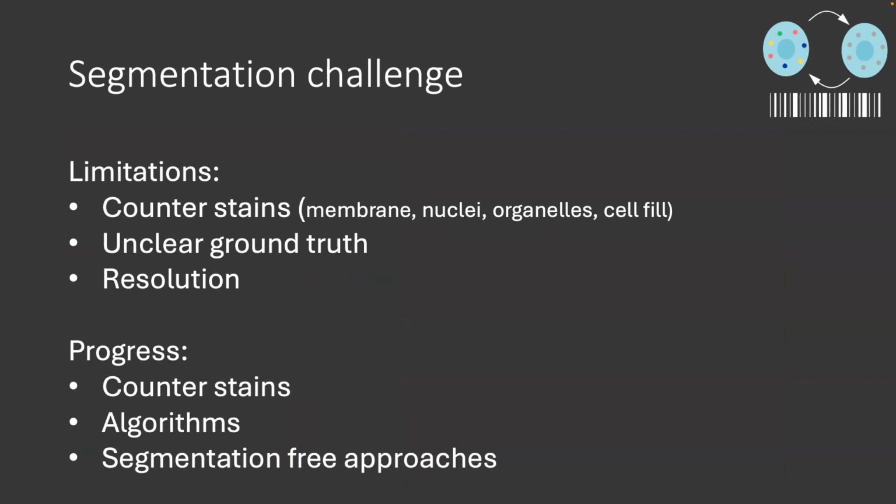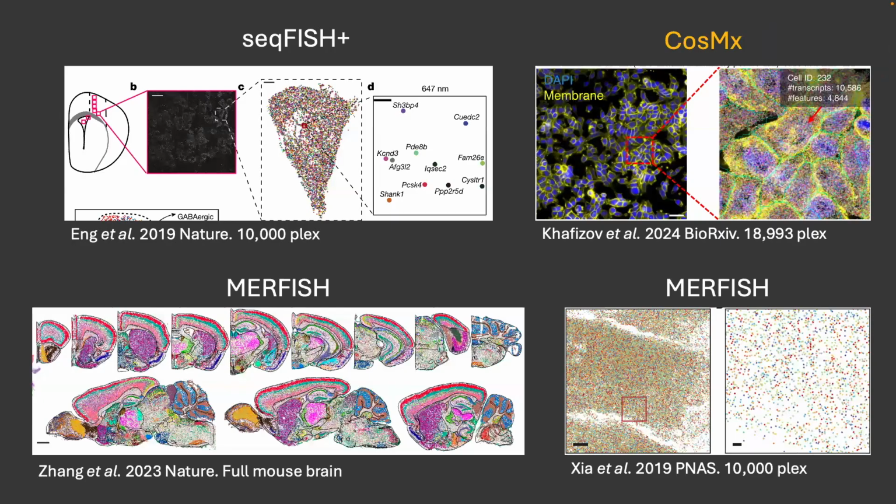Fortunately, there is progress. People are working a lot on different counterstains. Also, algorithms are improving a lot, especially with computer vision and AI. Its segmentation is improving a lot. And also, Naveed will talk about segmentation-free approaches that circumvent this whole issue.